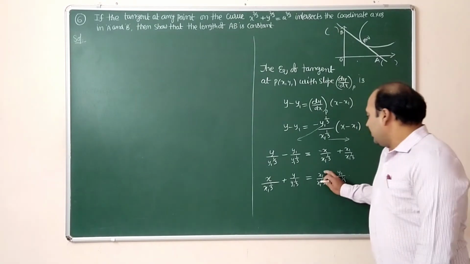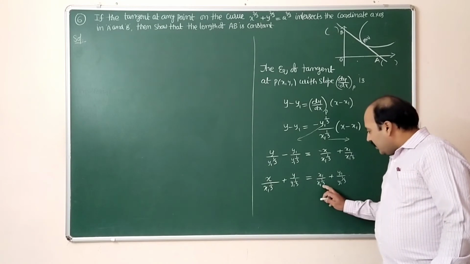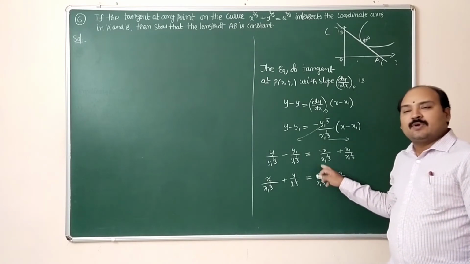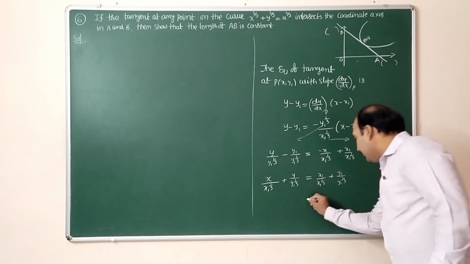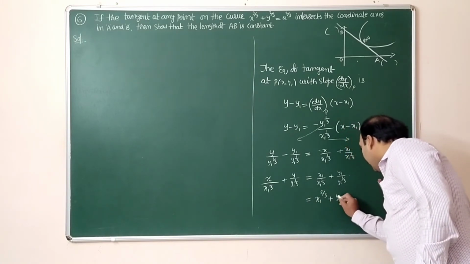So here x1 by x1 power 1 by 3, that means x1 power 1 by 3 can be taken into the numerator, x1 power 1 minus 1 by 3 is 2 by 3. So x1 power 2 by 3 plus y1 power 2 by 3.